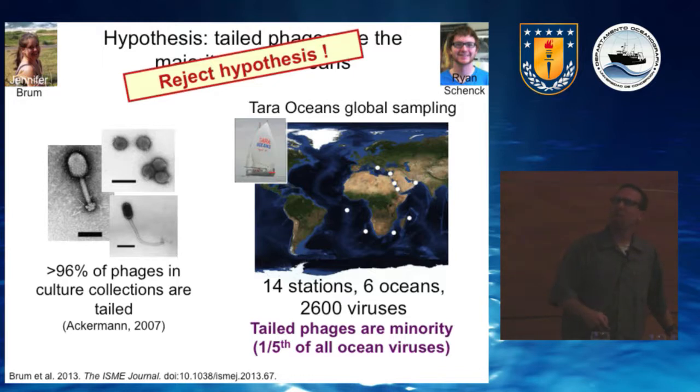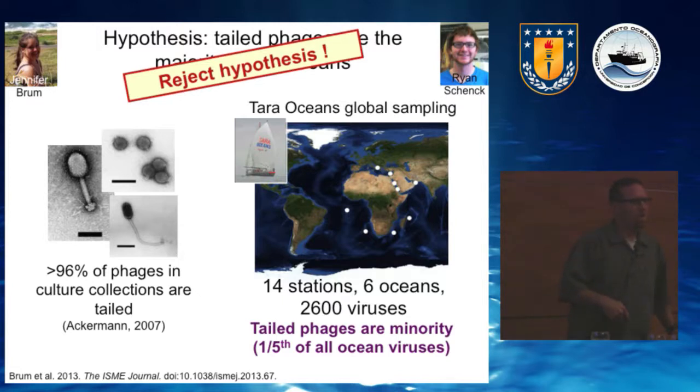So we tested that hypothesis with this Tara Oceans sampling, where we took samples from 14 different stations, 6 oceans, and looked at 2,600 viruses. And we found that only 1/5 of all the ocean viruses are actually tailed. So we completely reject this hypothesis. Most of the field is studying tailed viruses, and yet there are only about 20% of the viruses that are out there.